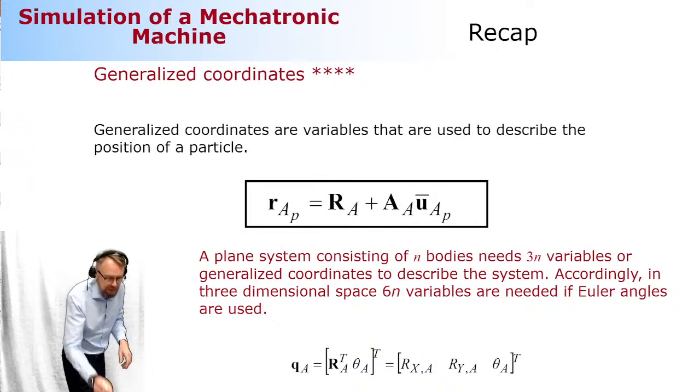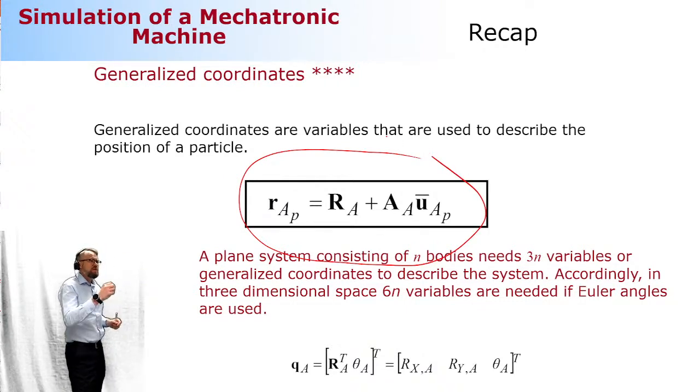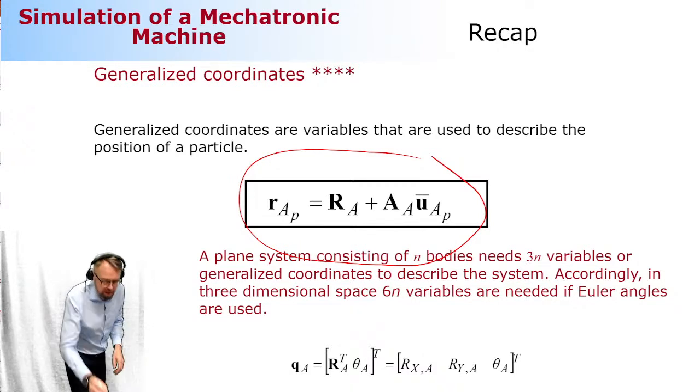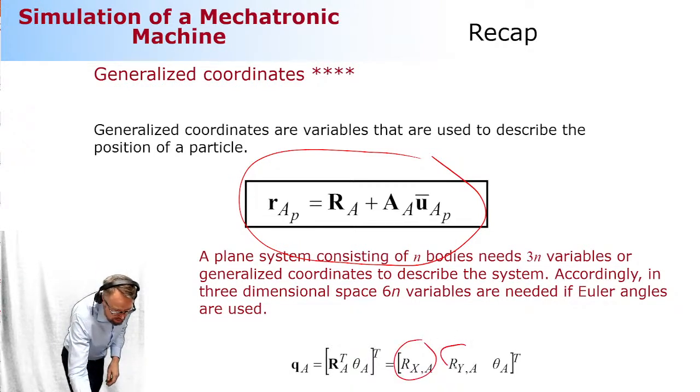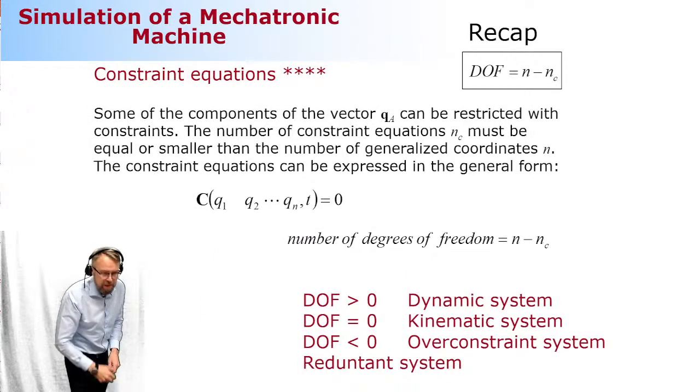So now if the kinematics equation is this, we need to be able to identify which components in these equations are variables that are describing the body, translation, and rotation. And they are, of course, Rx, Ry, and angle theta. That's what they are. Okay?